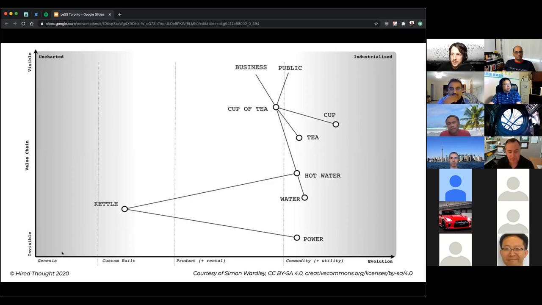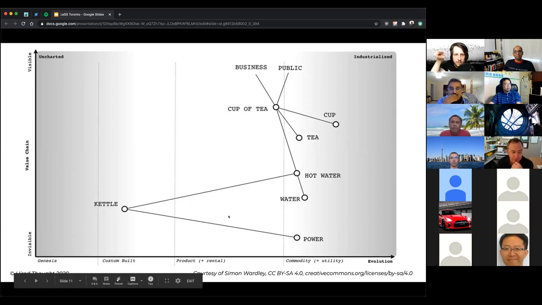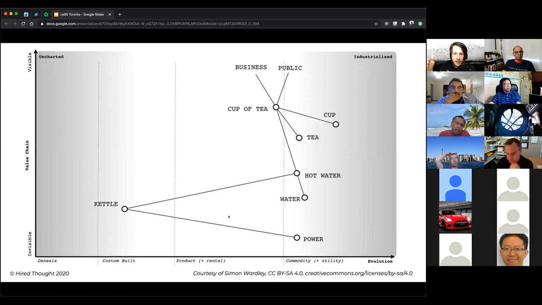All right. So I heard you pointing at the x-axis position, conveying the meaning of how evolved things are. Is it in Genesis? Is it custom built? Is it product and rental services, or commodity and utility services? And I like that you're saying, well, it says that it's in commodity, but it could be over here. That's a great thing to point out. But what do you see on this image? Besides the x-axis, what other kinds of meaning do you see? Just posing this to the group.